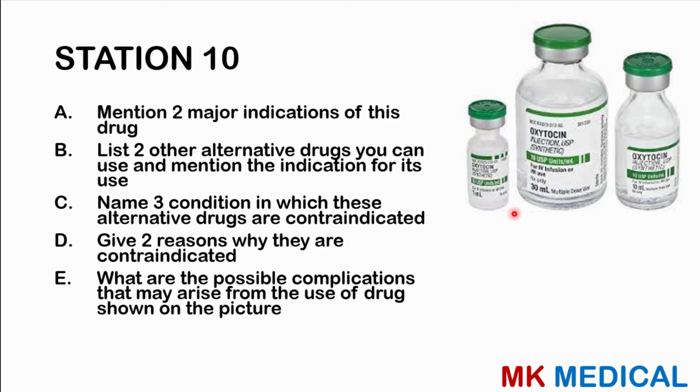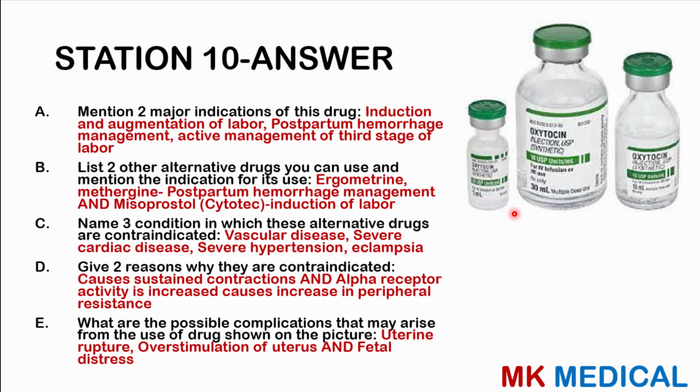The last and indeed the final station, mention 2 major indications of this drug, list 2 other alternative drugs you can use and mention the indication for its use, name 3 conditions in which these alternative drugs are contraindicated, give 2 reasons why they are contraindicated, what are the possible complications that may arise from the use of the drug shown on the picture. So take your time to pause the video, but here comes the answer.